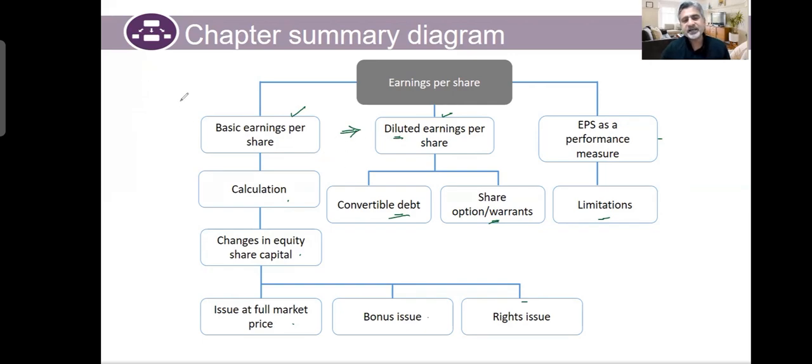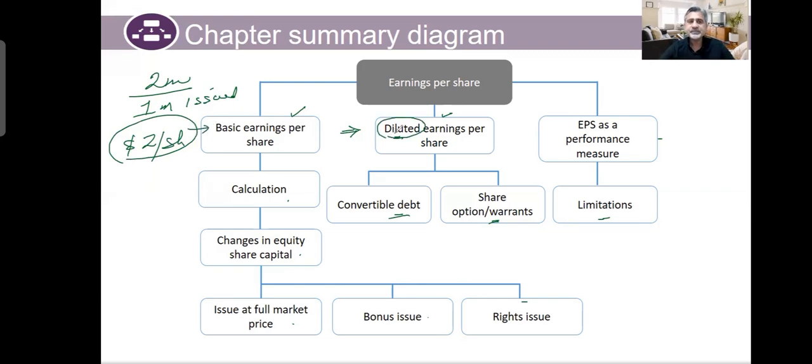For example, like I said, if you have earnings today which are 2 million, and you have 1 million shares in issue, 1 million issued shares, you can say fairly that you have $2 per share as your EPS. So this is called your basic. Diluted is moving one step forward. Moving one step forward means that sometimes the business has some potential shares. We call them potential shares.